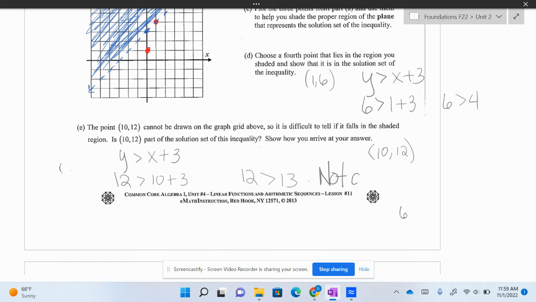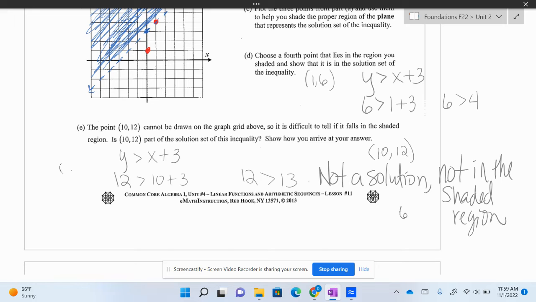Not a solution. It is not in the shaded region. It's just not in the shaded region. That's all that means. You guys know how to plug in and check an ordered pair. You've been doing that since we started solving equations. Check your answer, right?